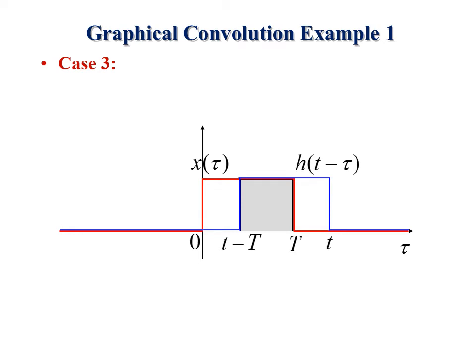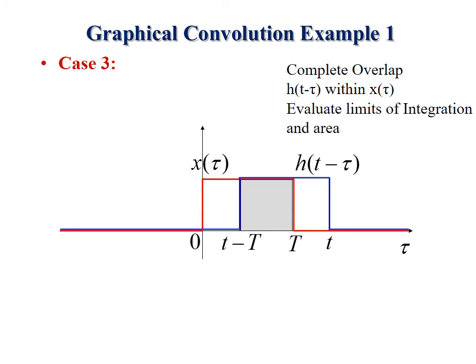Let us go on to the third case in the graphical convolution, the case of complete overlap. In this particular case, what is observed is that the signal h of t minus tau, which is represented by the blue signal with its two time limits t minus capital T and t, is going to lie within this particular signal. Since this is a region where there is a lot of overlap, we call it the complete overlap region, though a part of the signal lies beyond capital T. So now let us evaluate the limits of integration and the area for this specific case.